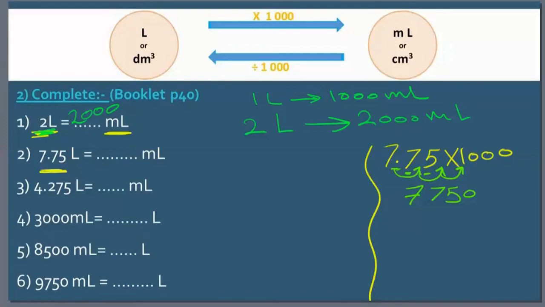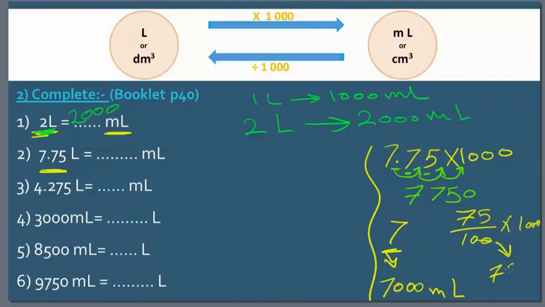multiplication by a tricky way. So here I have the whole number is 7. So this gives me what? 7,000 milliliter. Okay, and here I have 75 over 100. Okay, and I will multiply it by 1000. Okay, so 2 zeros with 2 zeros. So this will give me 75 times 10, gives me what? 750 milliliter. So the answer here is 7,750 milliliter.